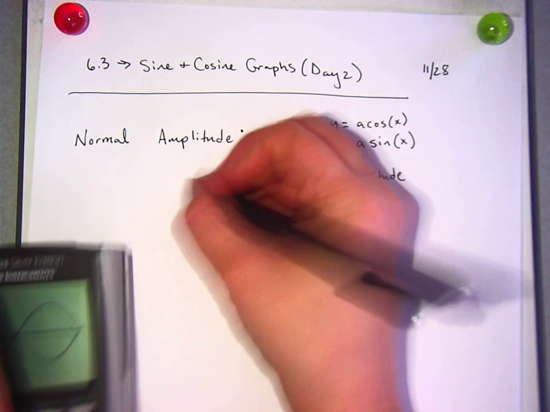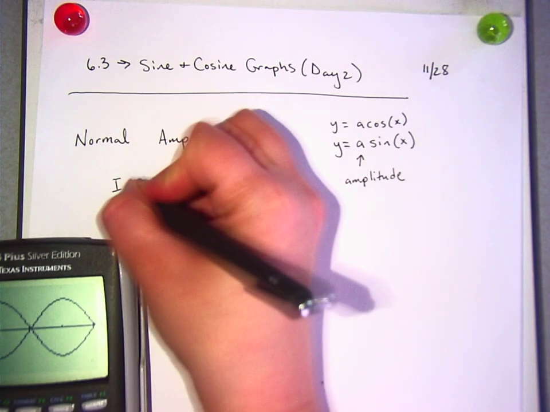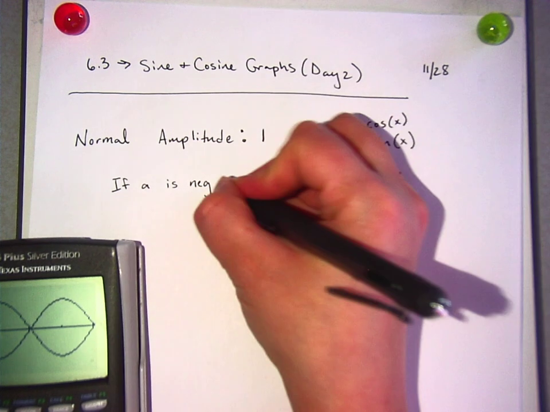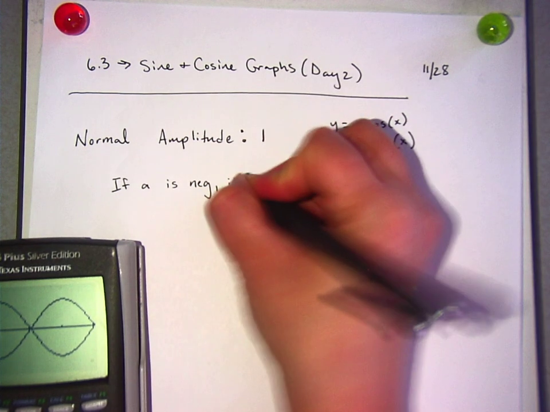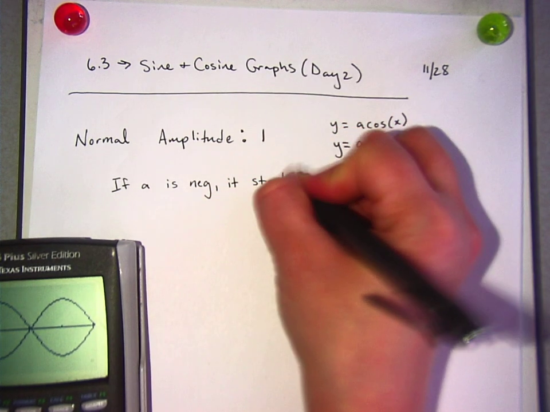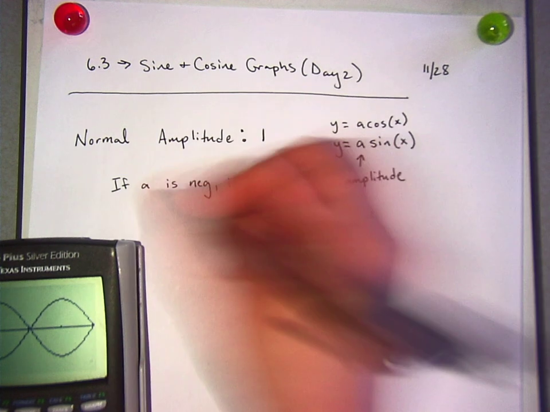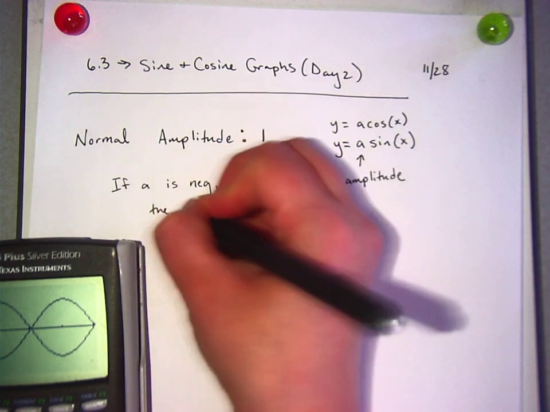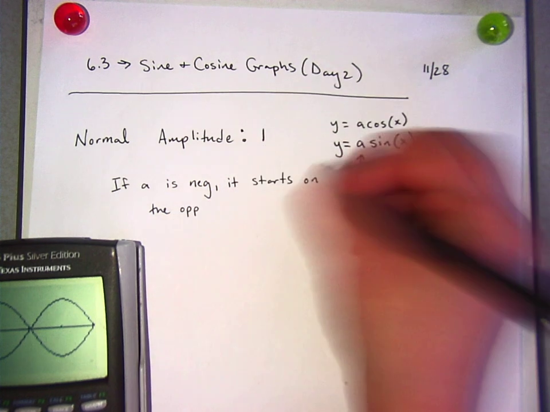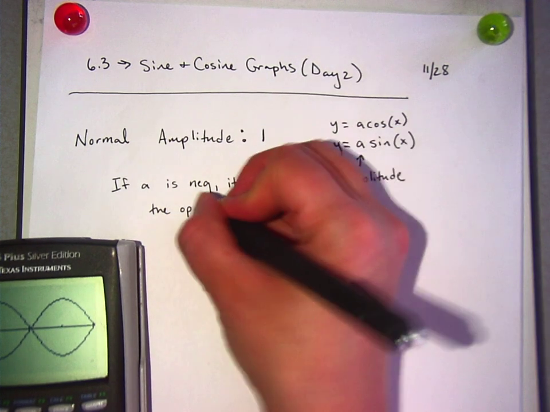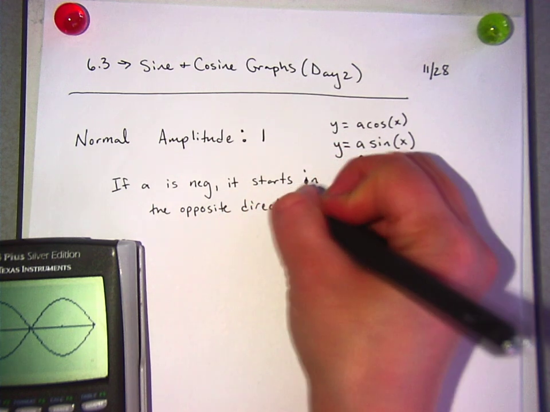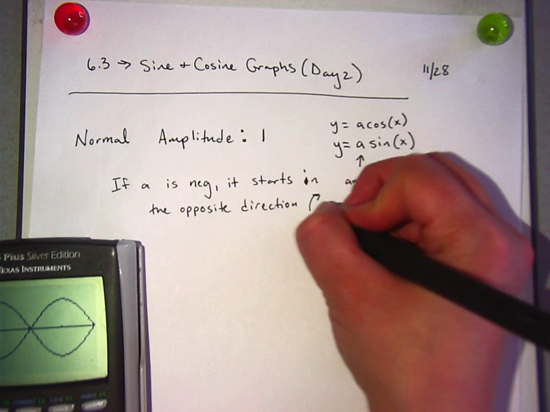So I'm going to write, if a is negative, it starts in the opposite direction. So instead of going up, it's going to go down.